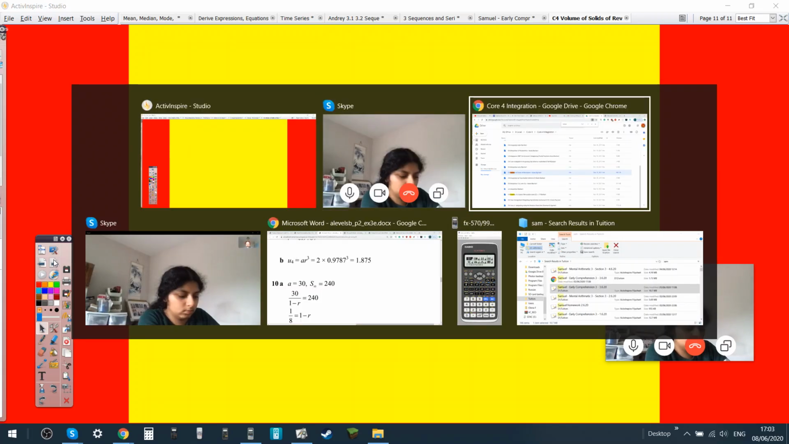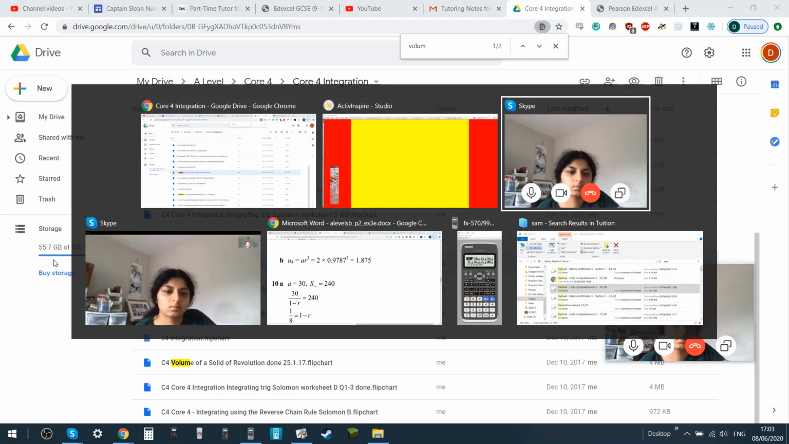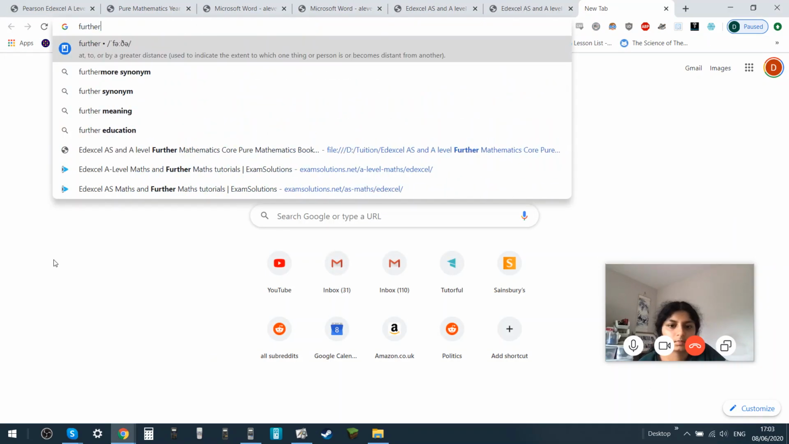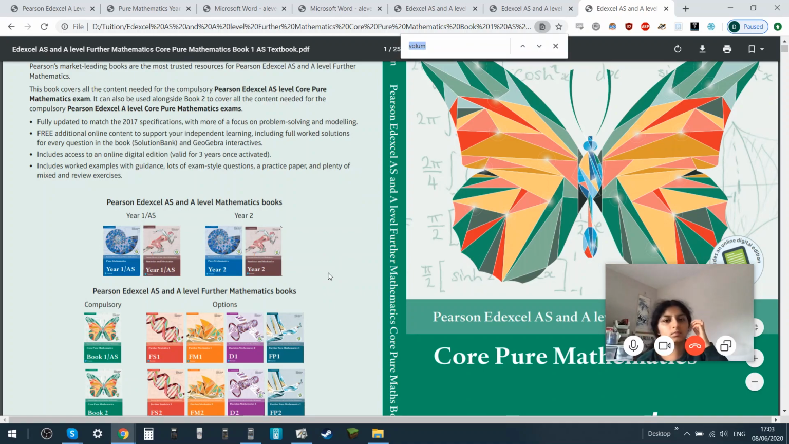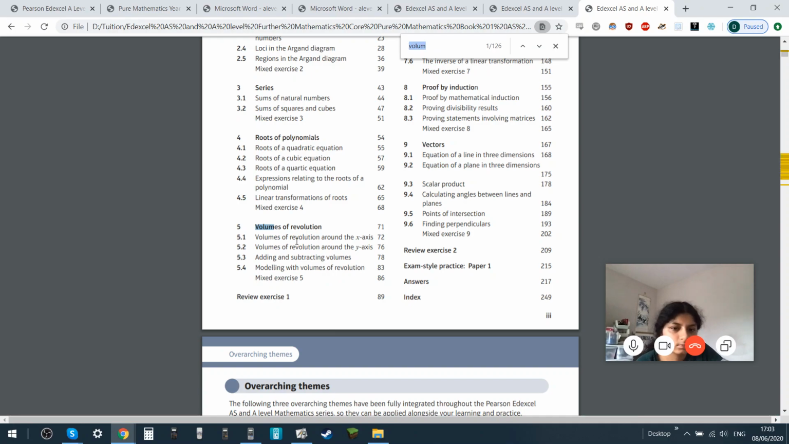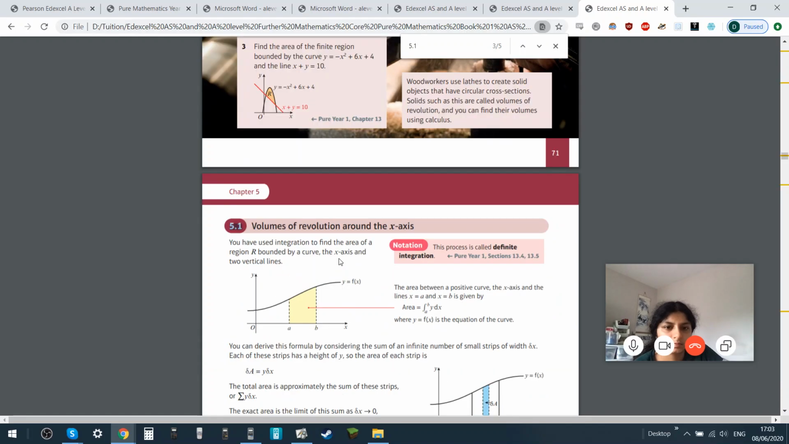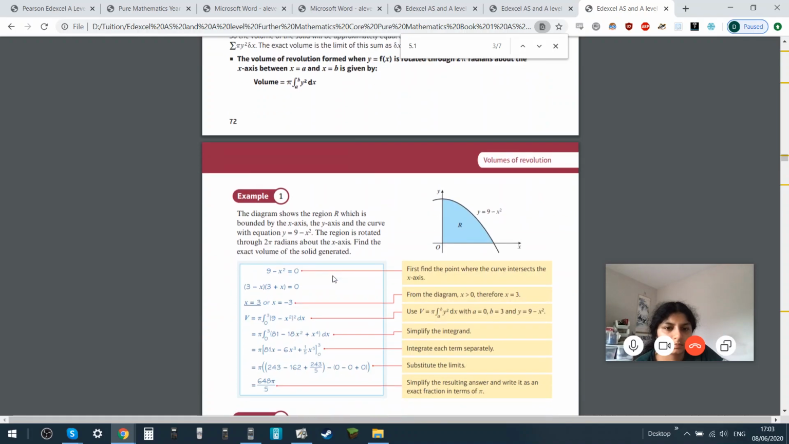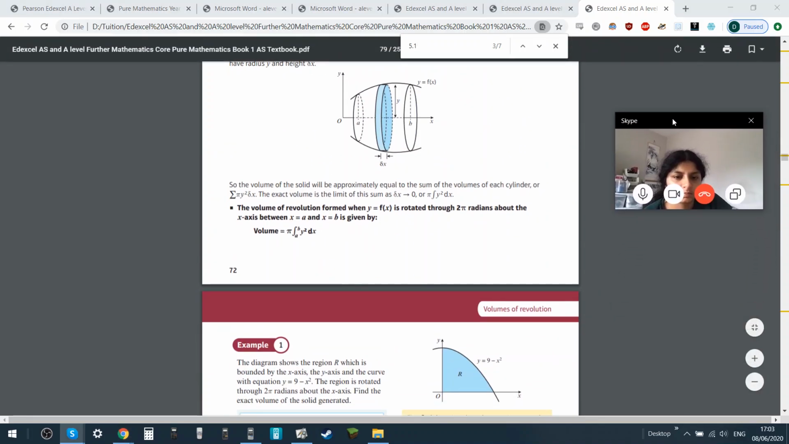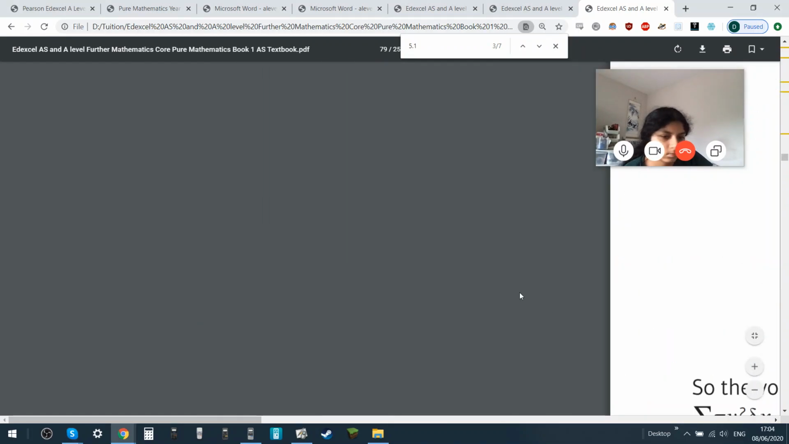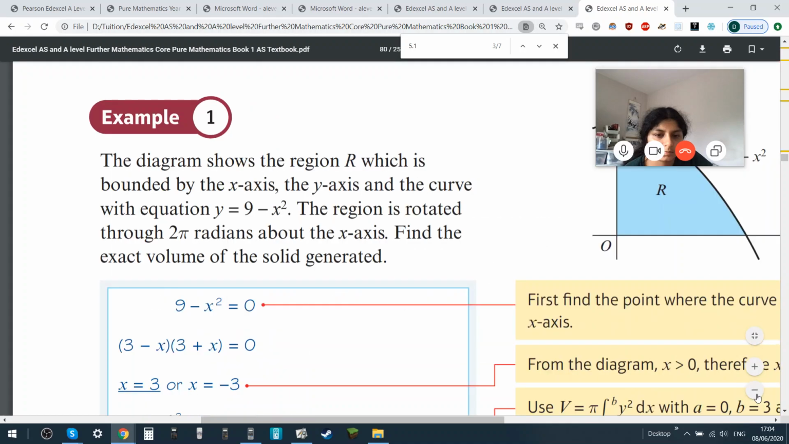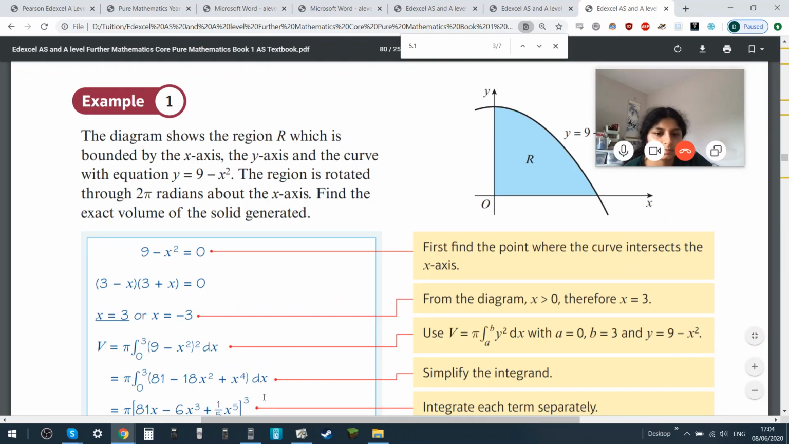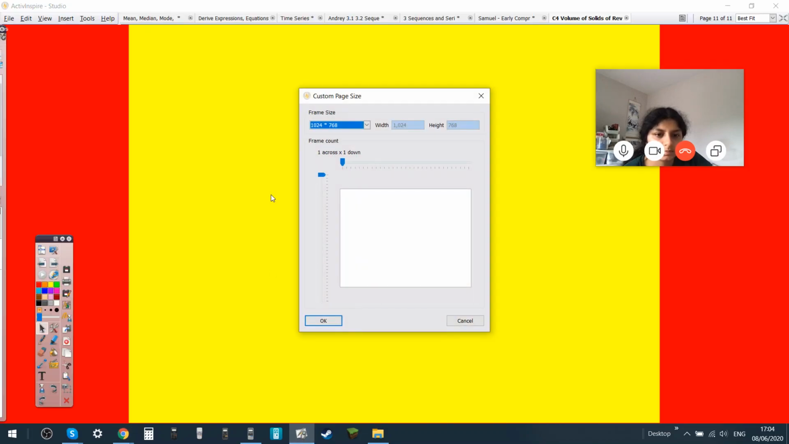Don't have any practice questions. Let's see. Further maths. I have a worksheet that goes with it. I just want to see what the exam questions look like. Volumes of revolution. There we go. That is 5.1. Yep. So they proved it. Same thing. Okay. Example 1. Down the bottom. Make this bigger. Let's make this smaller. There we go. Let's make it look better.